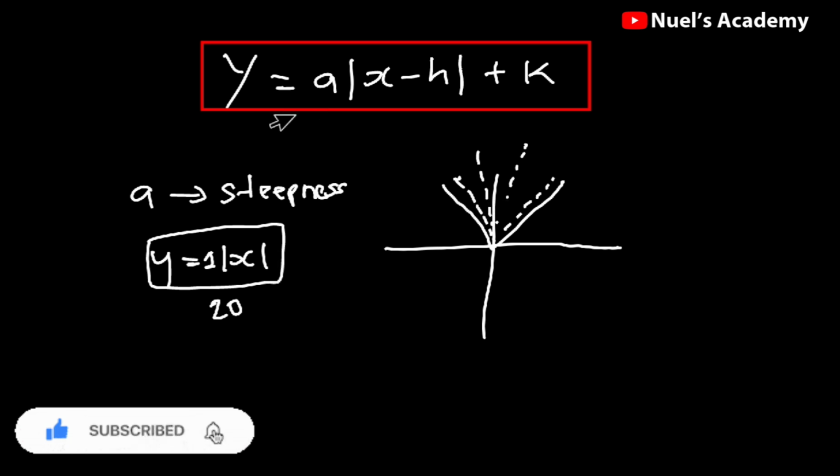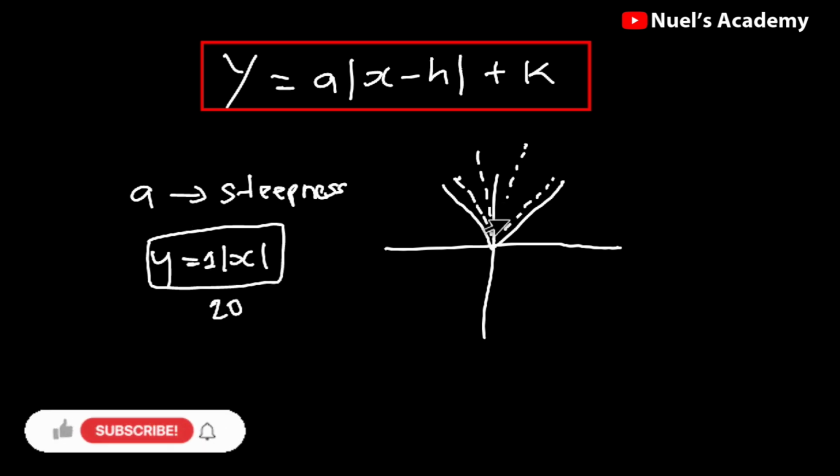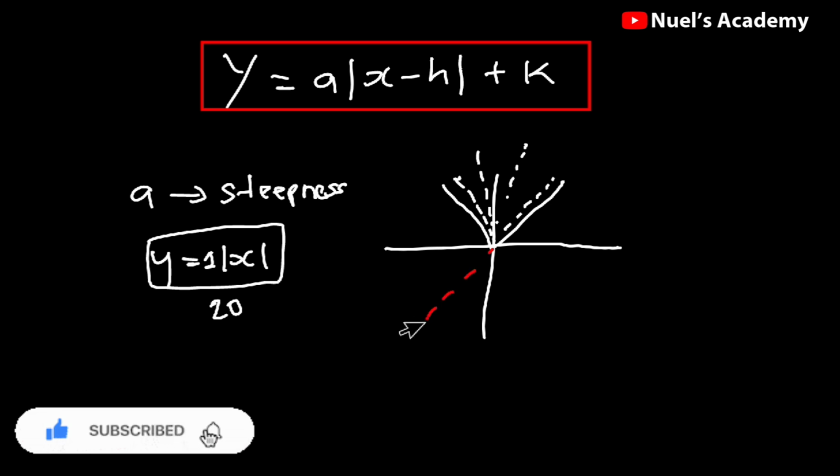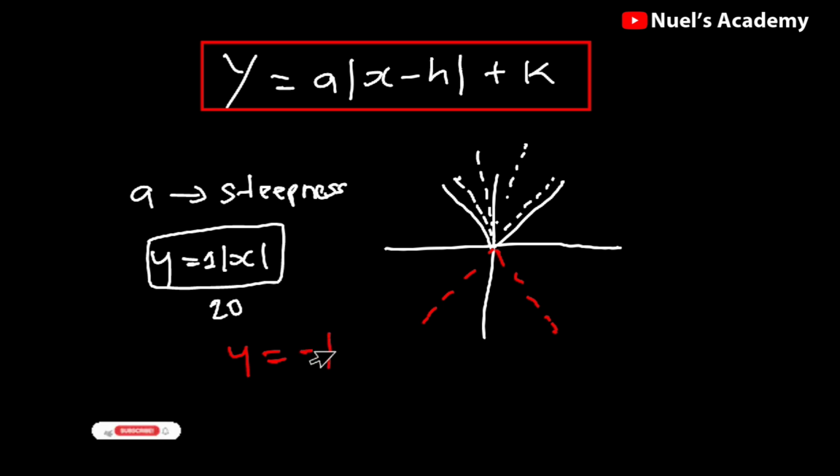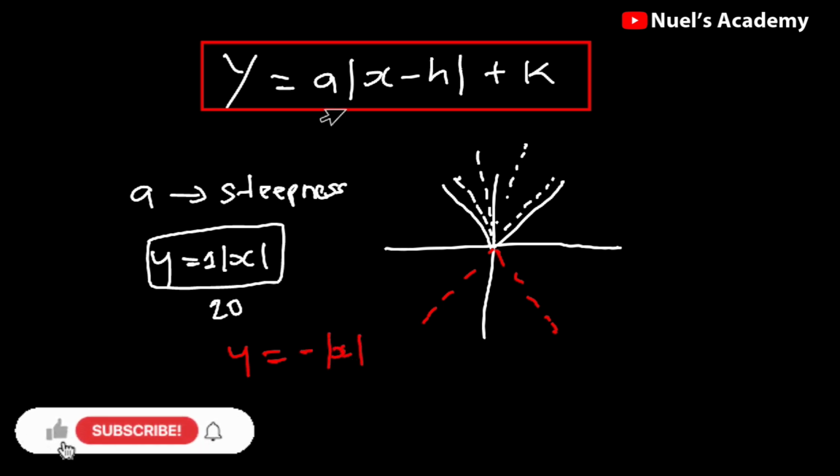Now, what if a is negative? If a is negative, this graph is going to open downwards. Instead of having this V-shape upwards, it's going to open downwards. So this now is the absolute value function of negative x. Alright. Now, if a is positive, the graph will open upwards. If it's negative, it's going to open downwards. And if a is a very large number, this curve tends to close more. If it's a very small number, then it widens.